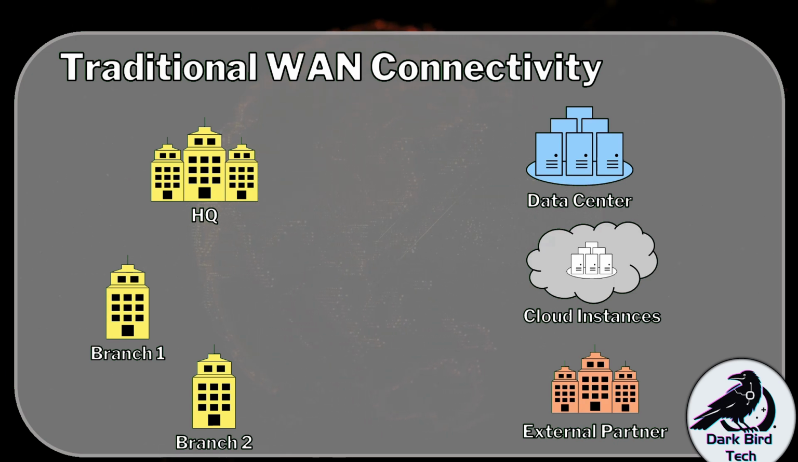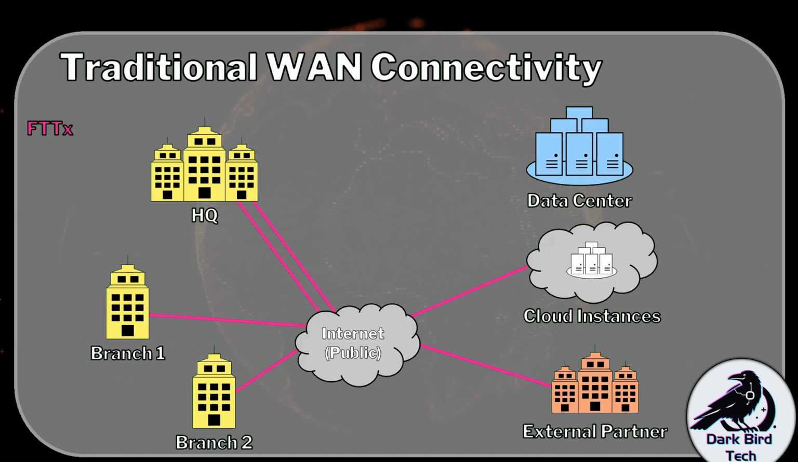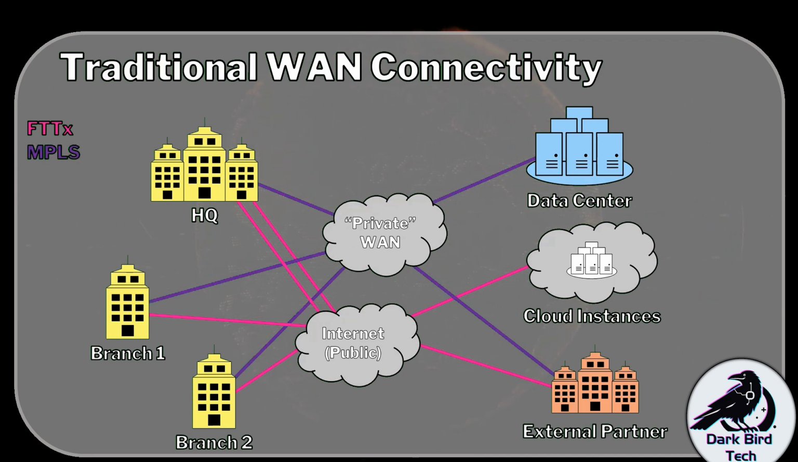Now, all of these sites and locations are going to have to be connected together. We can use the ordinary public internet and have a bunch of fiber to the home, fiber to the business, fiber to the whatever connections. Obviously a couple for our head office for reliability purposes. But we also might be using a more private WAN solution, such as MPLS, to connect some of these locations together. In some cases redundantly. We might even have some cellular connectivity, just as a failover to the ordinary internet.